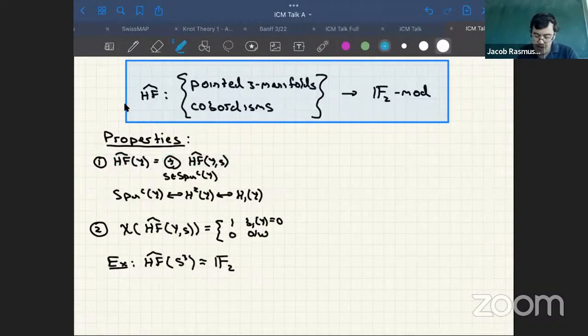Okay. And so the second thing that I'd like to point out about this theory is that it has a very simple Euler characteristic. So if I fix a spin^c structure s and take the Euler characteristic of HF hat of (Y, s), well, then I either get 1 if I have a rational homology sphere or 0 otherwise. Maybe the simplest example is S^3. That's a rational homology sphere. H_1 is 0, so there's a single spin^c structure. And this group is just a single copy of F2.